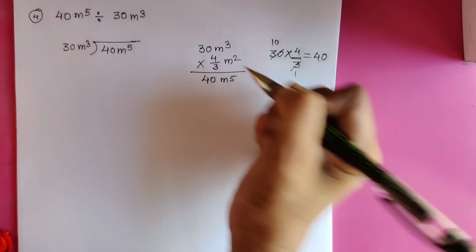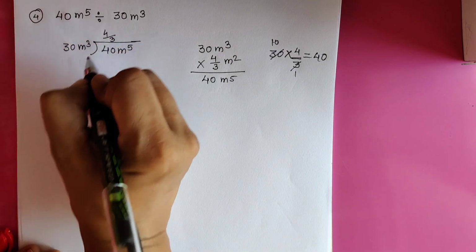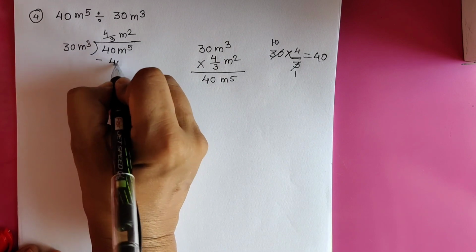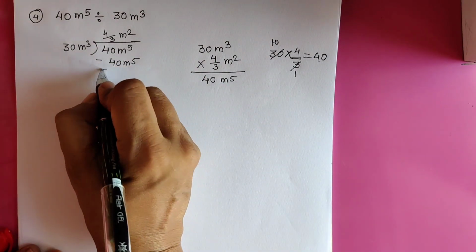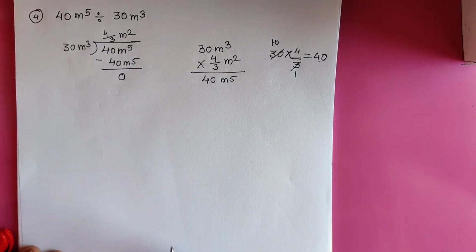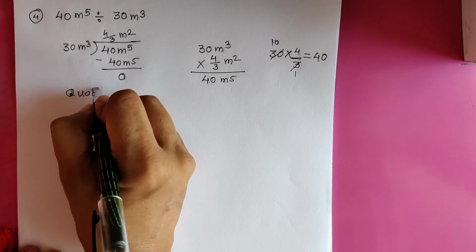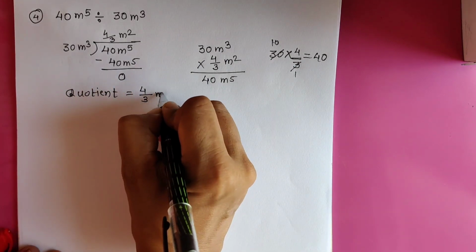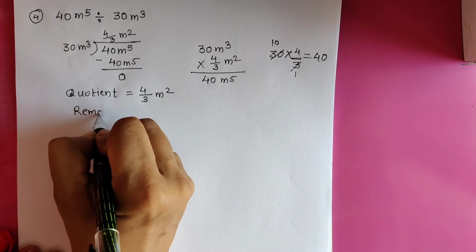So here I write 4 upon 3. And so the quotient we are getting 4 upon 3 m square. Minus 40 m raised to 5, this 40 m raised to 5 we write in the dividend. And the remainder is 0. So write the quotient. Quotient is equal to 4 upon 3 m square and remainder we are getting 0.